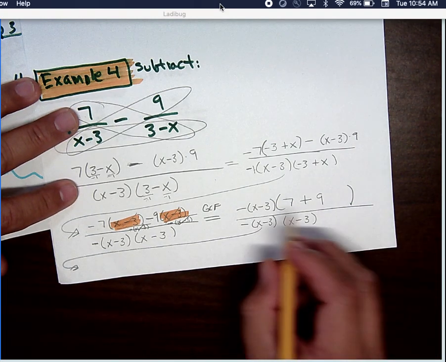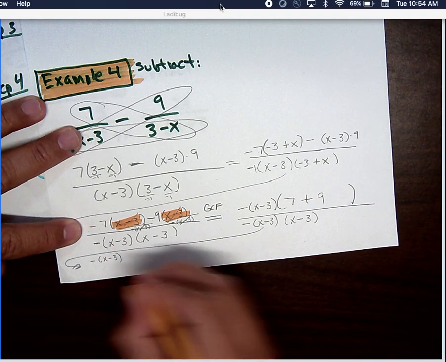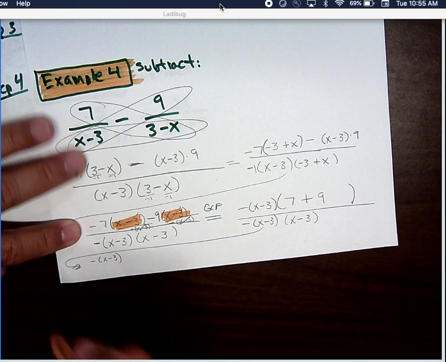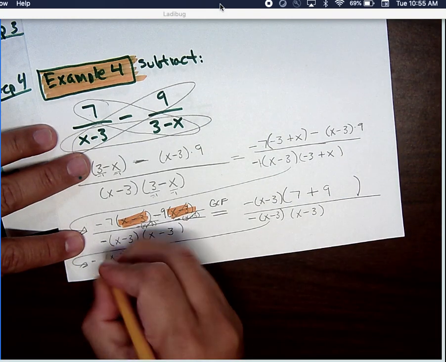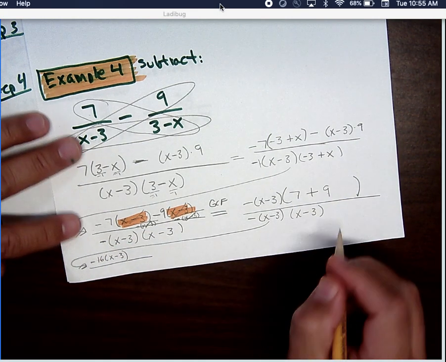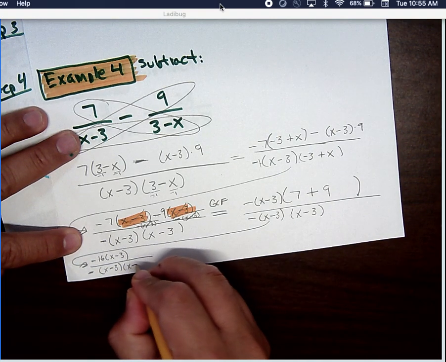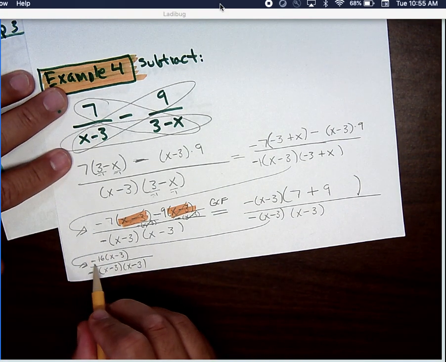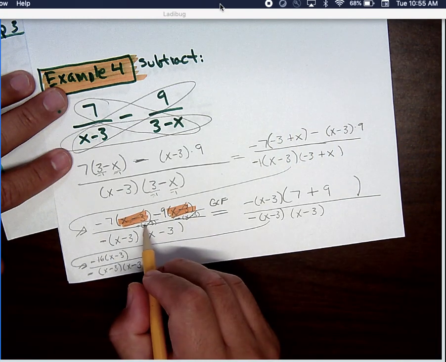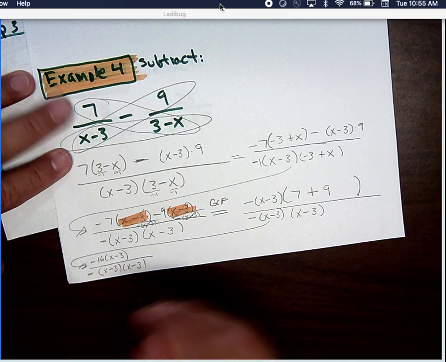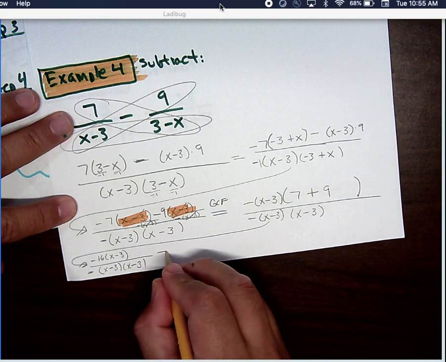Now let's simplify. So we'll have to copy it again. 7 plus 9 is just 16. So now I'm gonna put the 16 in front over negative x minus 3 and x minus 3. So this is what I was saying. This part I could have simplified from here. Instead of doing the GCF, I could have just combined this, and we wouldn't have to do this stuff. But I mean, I did it like this.